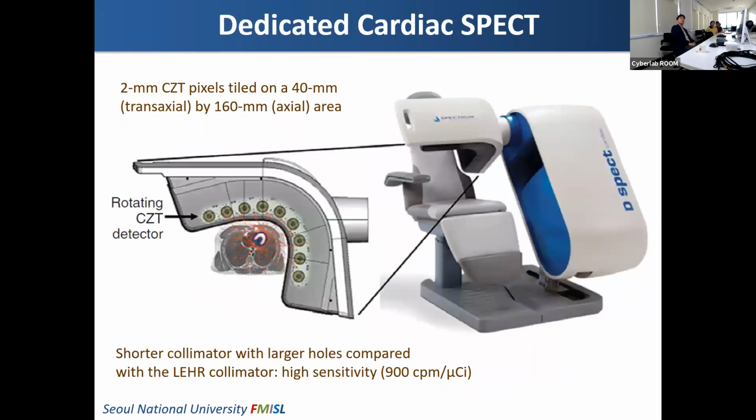So this is another popular dedicated cardiac SPECT. Actually, at SNU we also have this scanner. This scanner has a CZT-based semiconductor detector, which has better energy resolution than sodium iodide based detector modules. In this scanner, 2 millimeter CZT pixels are tiled on 4 centimeter by 16 centimeter detectors, and each of the CZT detectors rotates like a fan to collect a variable angle.